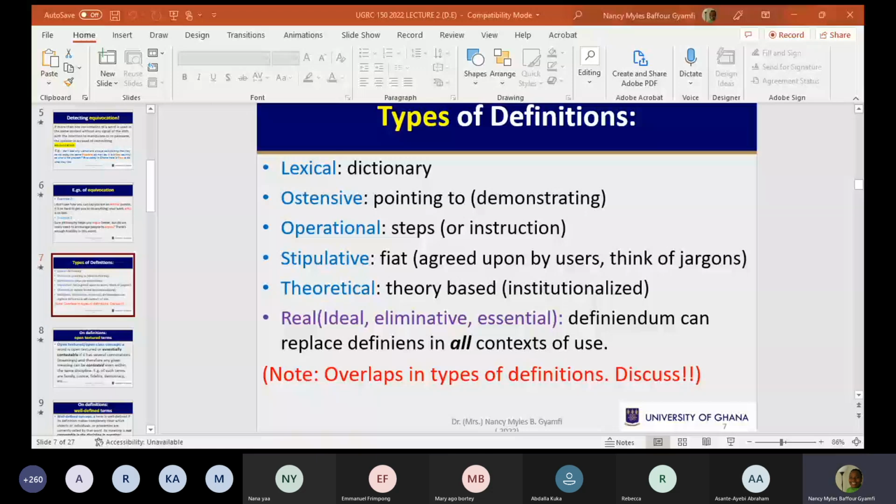Ostensive. I want to see if you can see my screen. Ostensive. Okay. Pointing to, in brackets, demonstrating. Exactly. Thank you very much. So if I point to give meaning to something, I'm still defining it. Sometimes, certain words, you can't define. You just point to show what it means. For example, if a child asks you what is the sky, how will you define sky to the child?